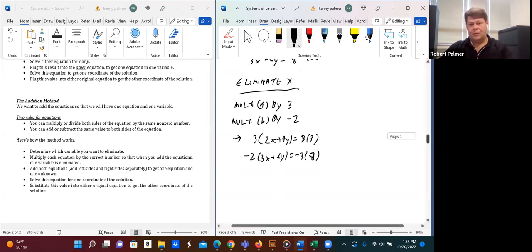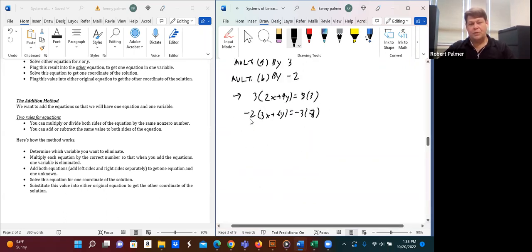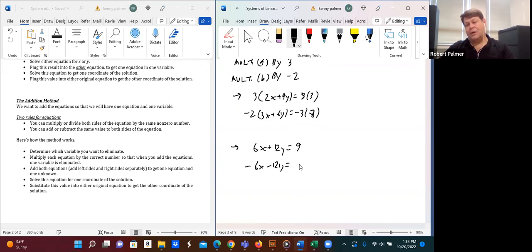Okay, so now let's look at both equations. And so 3 times this is going to give me 6x plus 12y is equal to 9. Then multiply the negative 2 by the second equation. Negative 6x minus 12y is equal to negative 24. Okay, look at that. Make sure you agree with that.